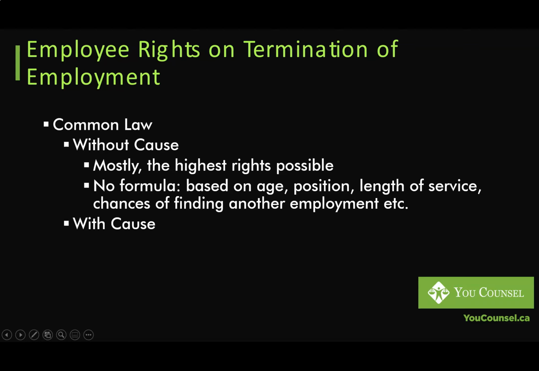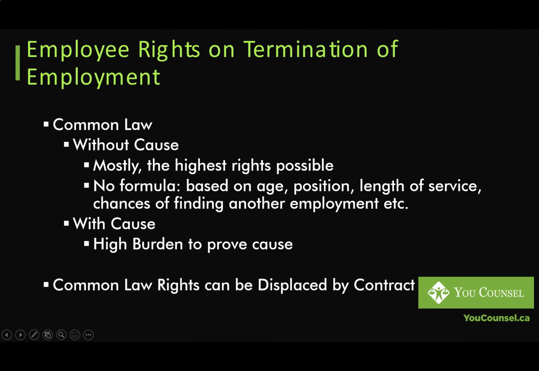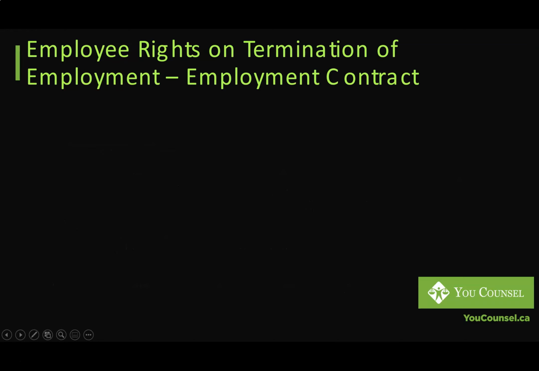If the employer is claiming that the employee had done something wrong, some major infraction, then it's a high burden for the employer to prove cause in common law, but that must be proven for an employer to be able to sustain a common law dismissal on a cause basis. Common law rights are fundamental and by default, but these common law rights can be displaced by contract. So an employment contract can change these entitlements for an employee on termination, which is what happens in many employment contracts.